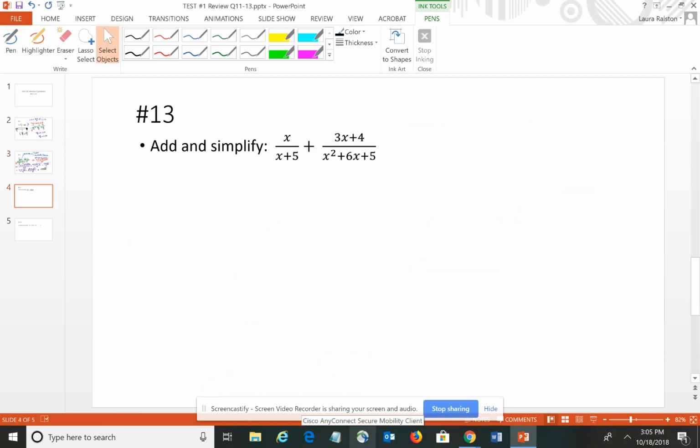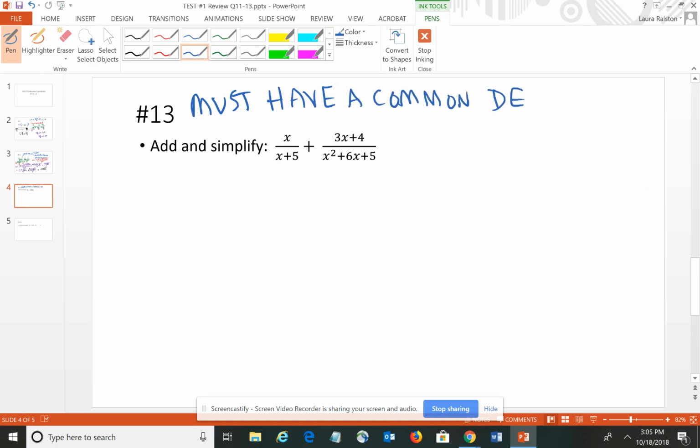All right, number 13 says add and simplify. And we have a rational expression added to a rational expression. In order to add rational expressions, we have to have a common denominator, which I do not have at the moment. So that's the first thing that I have to do before I can work the problem, is determine what that common denominator could be.